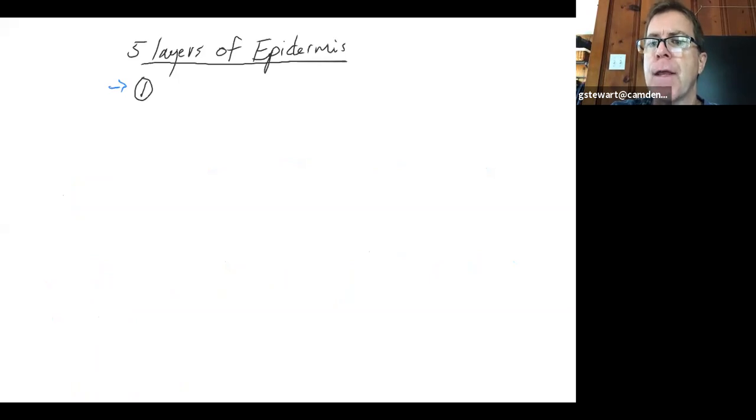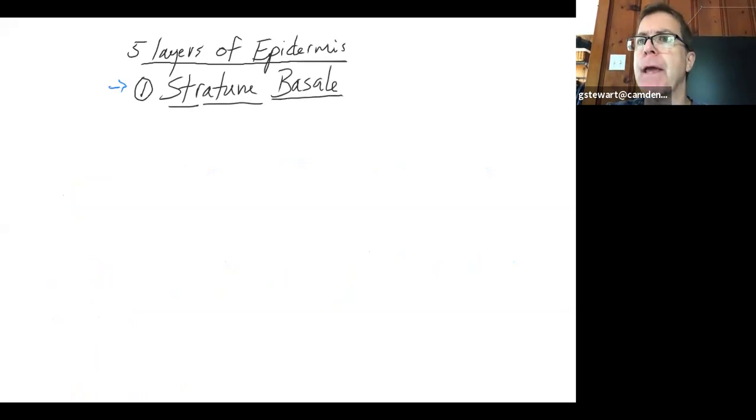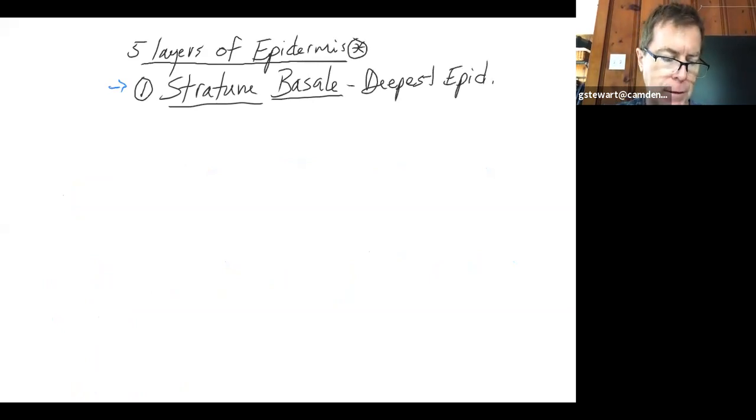So the first layer in the epidermis is called the stratum basale. That just means base layer, because it's the deepest layer of the epidermis, not of the skin, just of the epidermis. I'm going to try to go quickly because I've got a lot of ground to cover.